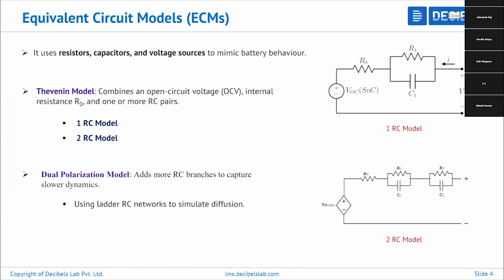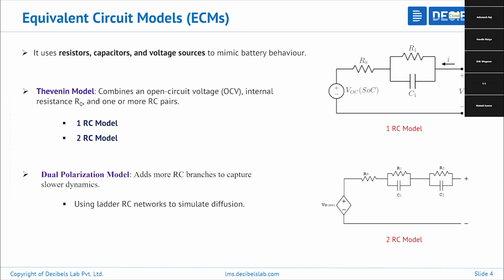In equivalent circuit models we have different varieties, but there is one specific equivalent circuit model that we call the Thevenin model. We already know that any complex circuit can be modeled in terms of the Thevenin model. Same here, the battery we can model in terms of the Thevenin model. It is a combination of the open circuit voltage, the OCV of the battery, and then the internal resistance associated with the battery. Those resistances we can model through R0, R1 and C1. Here one branch of R1 and C1 is there, so it is a one RC model. If we represent it with two R and C branches, we call it two RC.